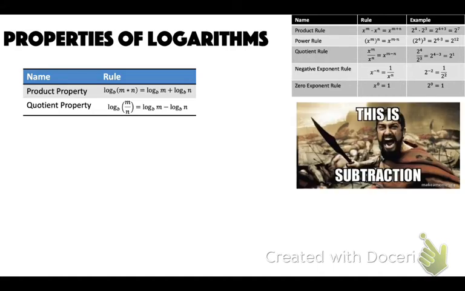This is subtraction. What is that off of? It's off of like some war movie. I like that guy. I like that actor. He's a good actor.